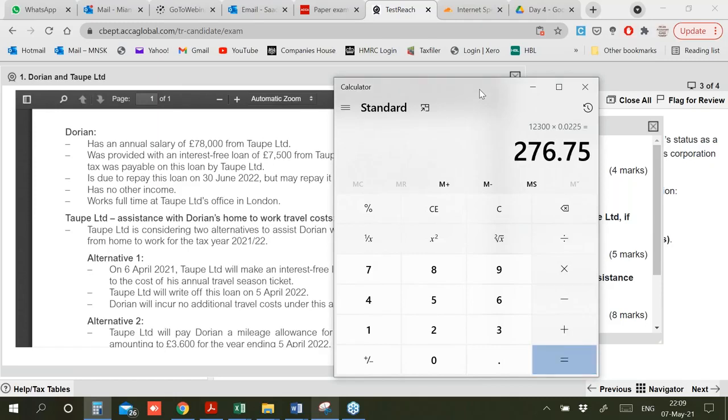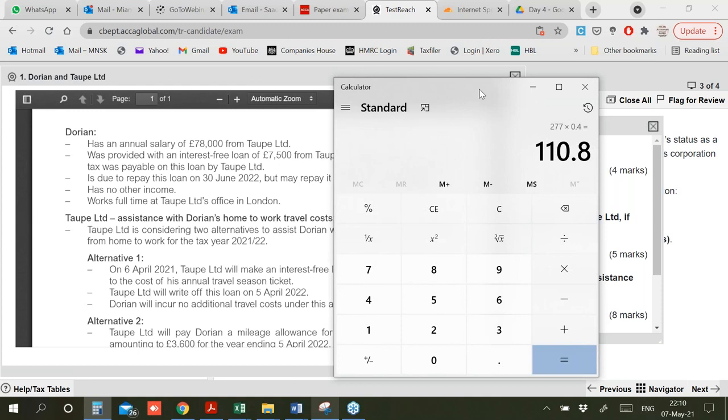So the taxable benefit in kind in this scenario will be 276. On 276 or 277, if we want to be precise, 40% tax will be payable. So because of this, 1110 or 111 will be the income tax addition to D's liability. Again, try to understand what is happening here.